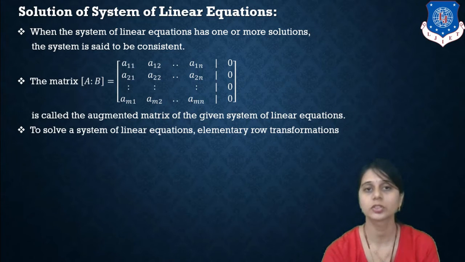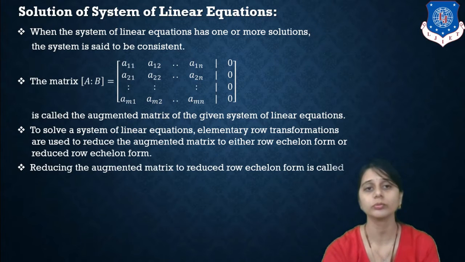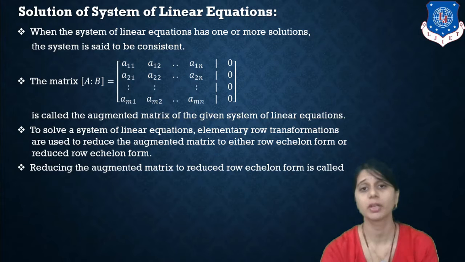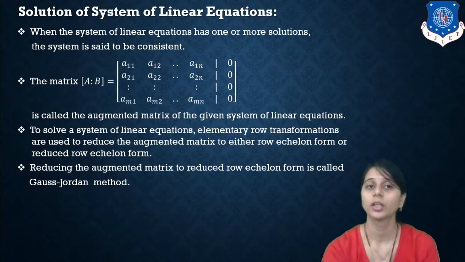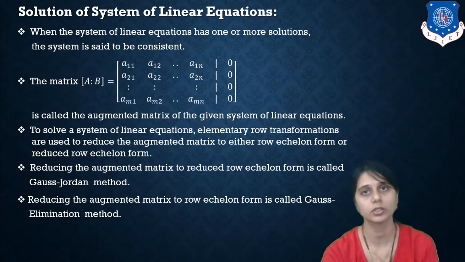To solve this system of linear equations, elementary row transformations are used to reduce this matrix to either row echelon form or reduced row echelon form. Reducing this matrix to reduced row echelon form is called the Gauss-Jordan method. Reducing this matrix to row echelon form is called the Gauss elimination method.